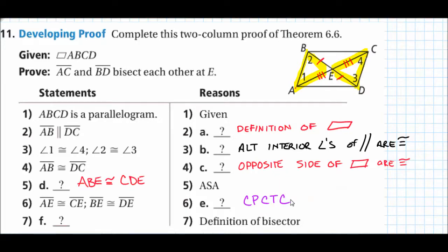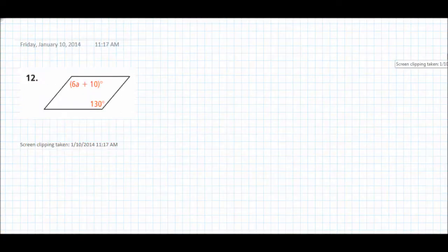And then part 7, AC and BD bisect each other at E, because that's the definition of a bisector. Easy enough.